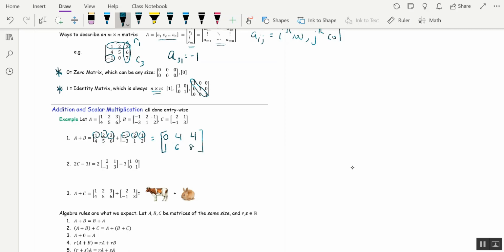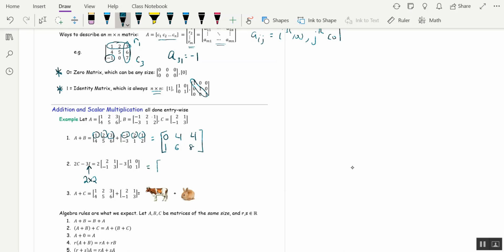All right, the next one, I have 2C minus 3I. Now, C is given to me. I know that this I here has to be the 2 by 2 identity. Since C is 2 by 2, it only makes sense to subtract a 2 by 2 from another 2 by 2. You can only add and subtract matrices that have the same dimensions.